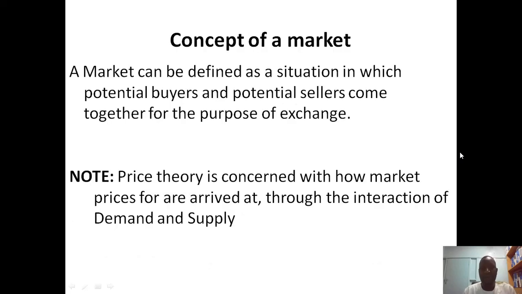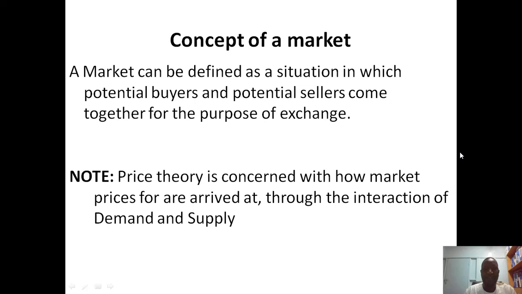Let's define what a market is. A market is defined as any situation in which potential buyers and potential sellers come together for the purpose of trade or exchange. So what constitutes a market is the presence of potential buyers and the presence of potential sellers who come together for the purpose of trade or exchange.